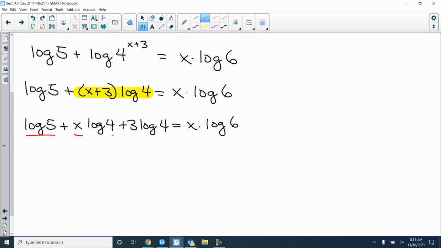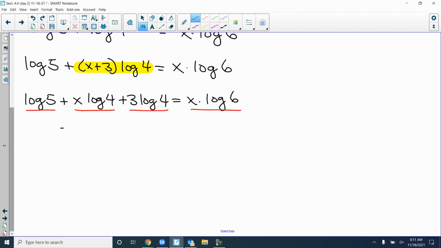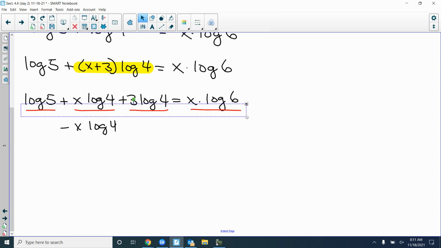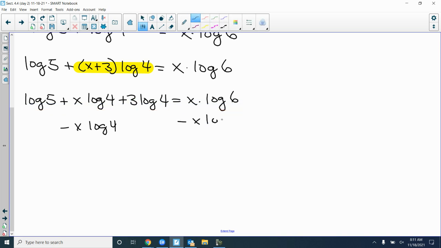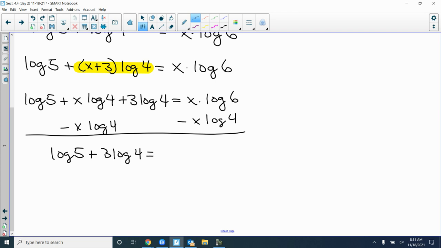Now remember, I got 1, 2, 3, I got 4 terms. I do have an x with this term. I only got 1 x over here. I'm going to just subtract that, minus x log of 4. Minus x log of 4. So I get log of 5 plus 3 log of 4 equals x log of 6 minus x log of 4.